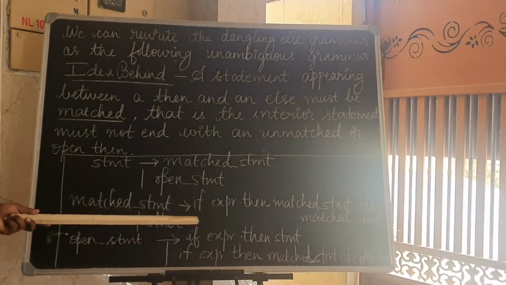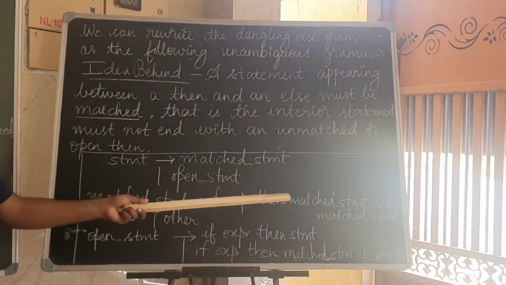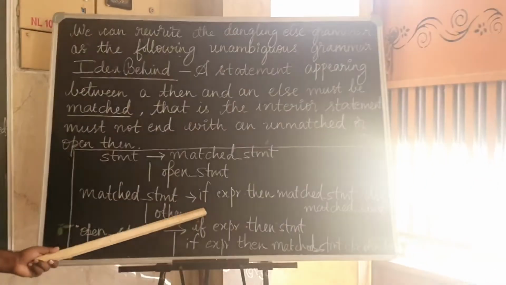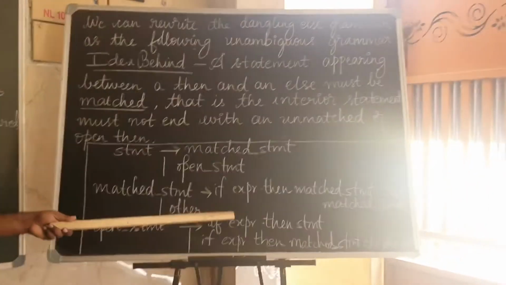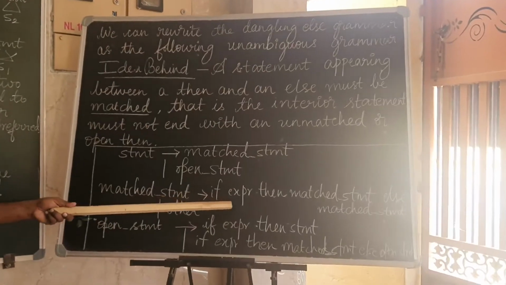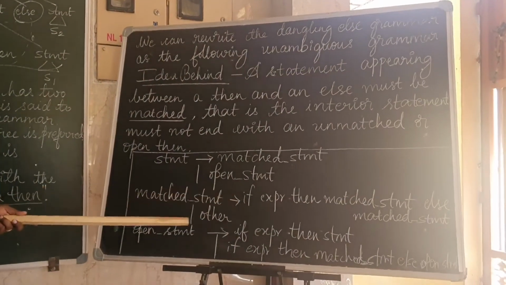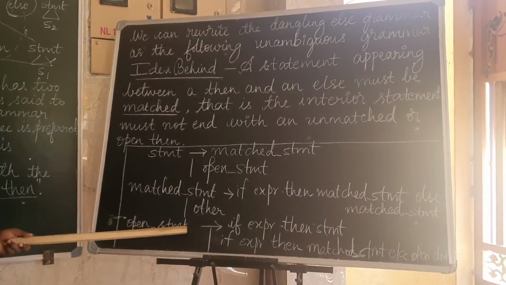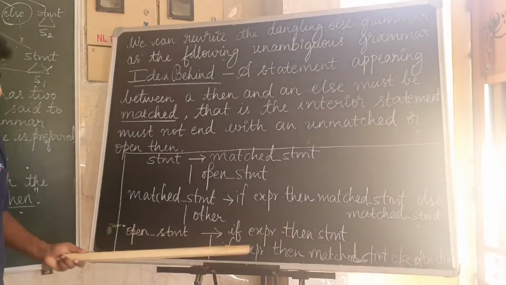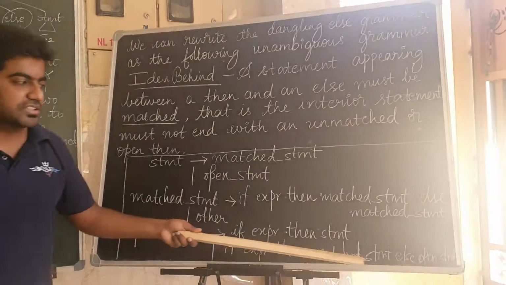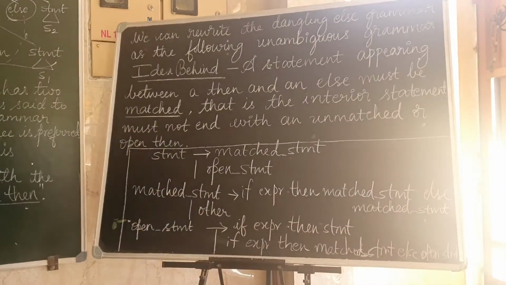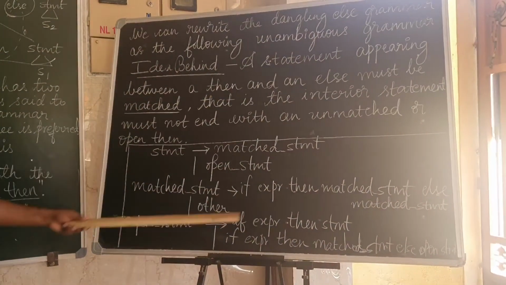So in this case, what will we be doing? If we take matched statement, again we can replace it with this particular production. Matched statement means it will have then and else in the same statement. Open statement is defined as: if expression then statement, or if expression then matched statement else open statement. So this is the unambiguous grammar.